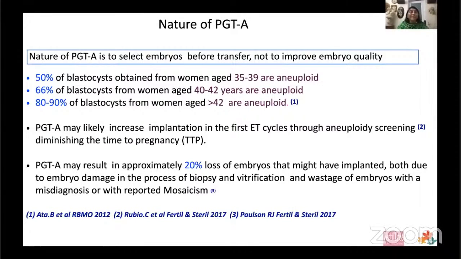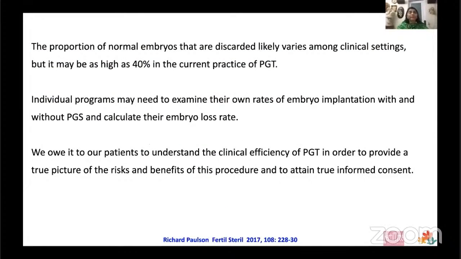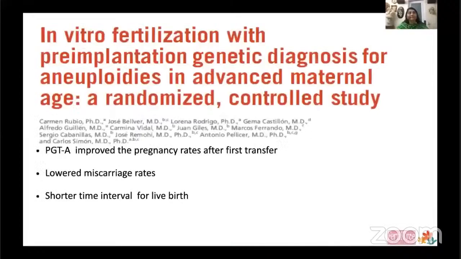Now, one thing that we must remember is PGT can cause wastage of normal embryos, and it can have a loss of approximately 20%. And this is why PGTA has gone into disfavor with some groups. If the discarded embryos can be as high as 40%, then PGT has its own inherent cons, and we must be aware of this.